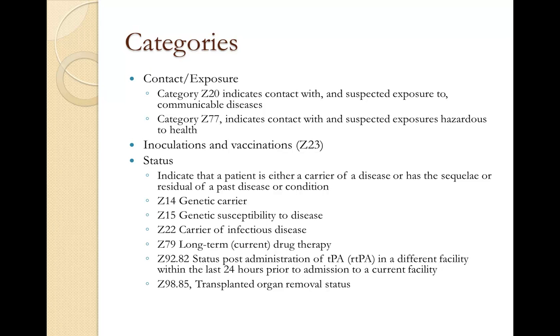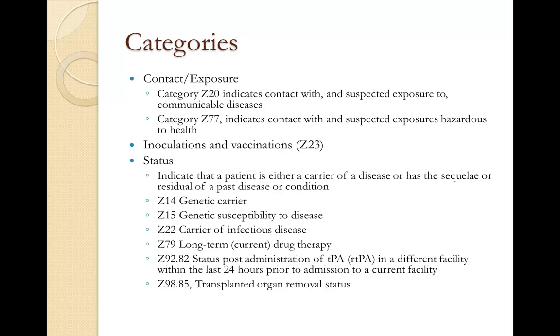So in terms of guidelines, it's a fairly long list. It just kind of goes through some different categories. So like contact exposure, there's category Z20 and Z77. So we have contact with or suspected exposure to communicable diseases and to things that are hazardous to their health. So they don't actually show any sort of sign or symptom, they are just suspected to have been exposed to this. We can use these. I mentioned that we have the Z23 if patients are coming in for some sort of prophylactic inoculation, so immunizations, vaccinations, those kinds of things.